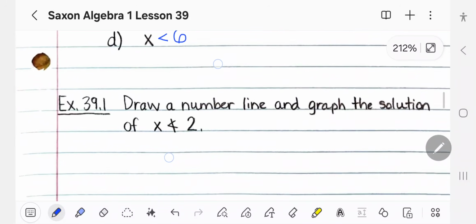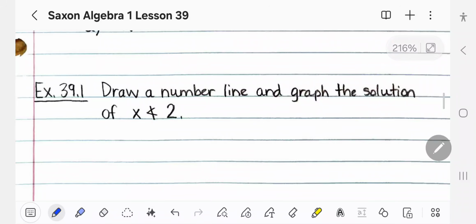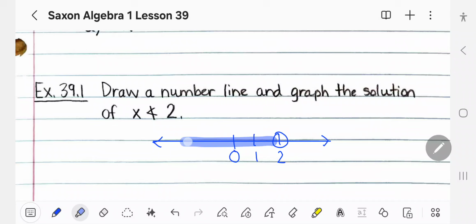Let's look at example 39.1. Draw a number line and graph the solution of x is not less than 2. So for this one, they are asking us to graph it. Okay, not less than 2. So if I were talking about less than 2, it would be this, right? That would be less than 2. But it's not less than 2. So that must mean it's going to be greater than or equal to.